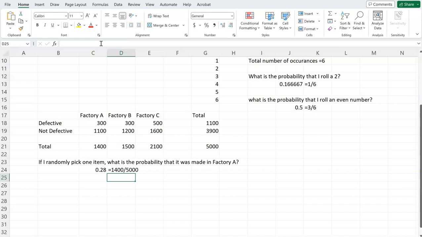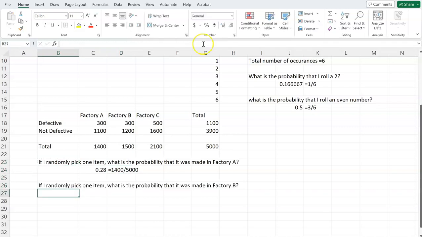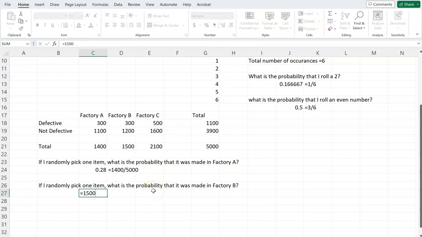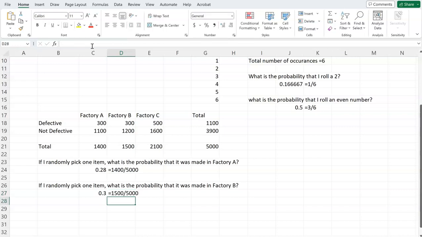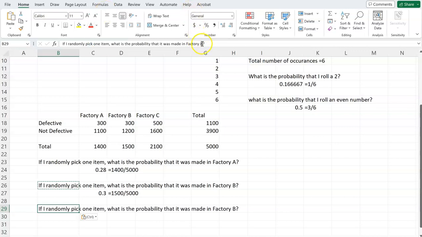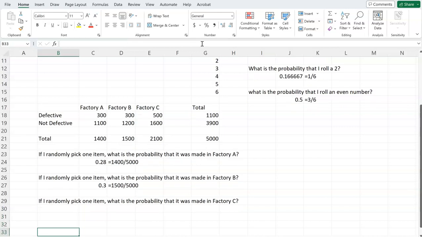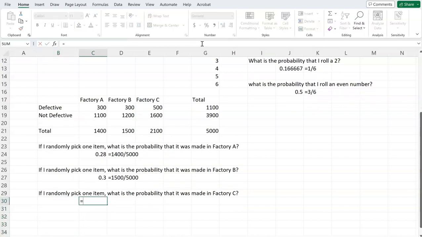Now, if I do the same thing for factory B, I will say that there's 1,500 produced in factory B. So it will be 1,500 divided by 5,000, which comes out to be 0.3. So there's a 30% probability that the item was produced in factory B. And if I do the same thing with factory C, if I randomly pick an item or an output, what is the probability it's from factory C? So I will say it is 2,100 divided by 5,000, which comes out to be 0.42 or 42%.